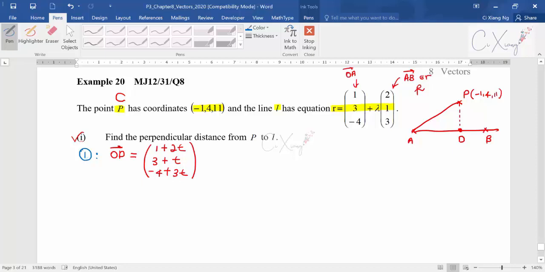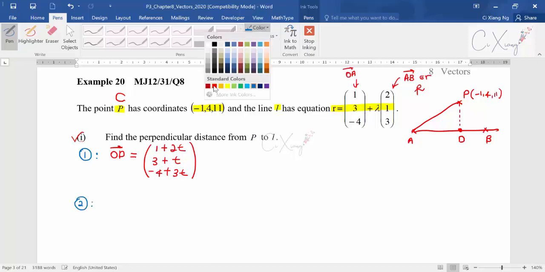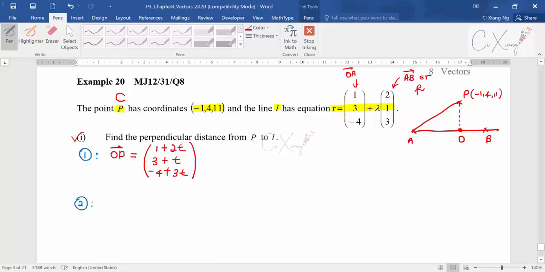Okay, and after that, what is the second step here? You need to find the vector CD. So for us, we need to find the vector PD. Either you use PD or DP, no problem. So what is PD here? PD means PO plus OD. I hope you know how to get PO. So PO is (1, -4, -11), then plus OD. So OD is (1 plus 2t, 3 plus t, -4 plus 3t).